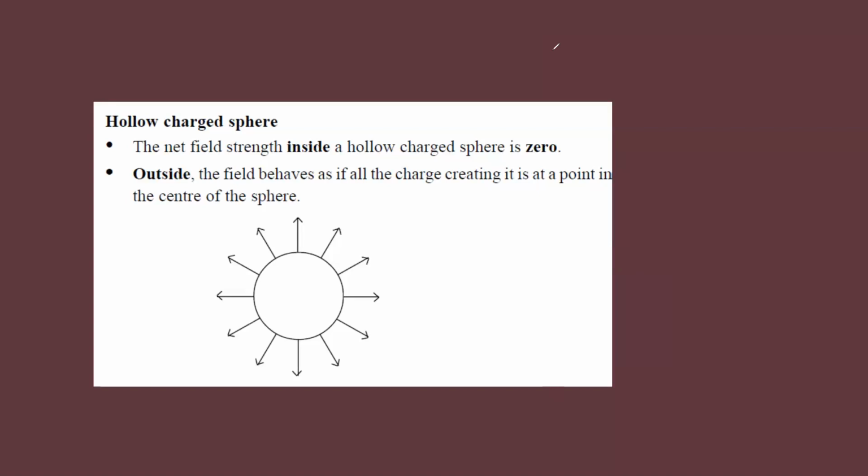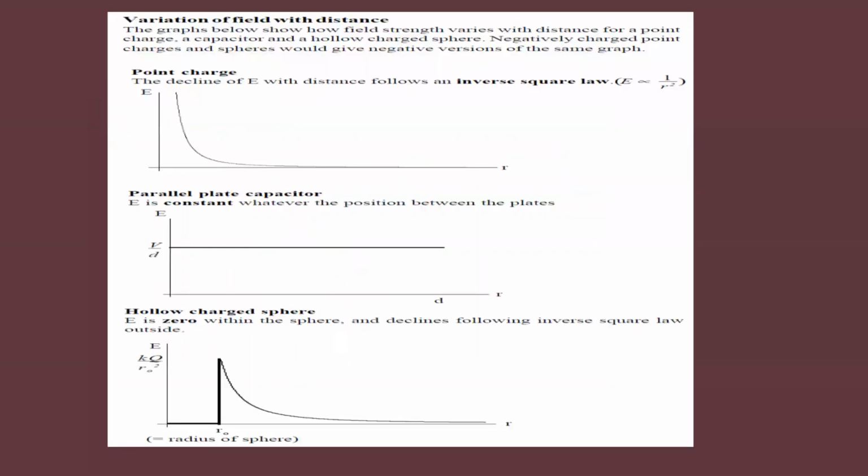Yes, sir. Clear. Okay. Copy this as well, and the figure. Now, if we sketch a graph for electric field strength for a point charge, for a parallel plate capacitor, and for a hollow charge, what will be the shape of the graph?